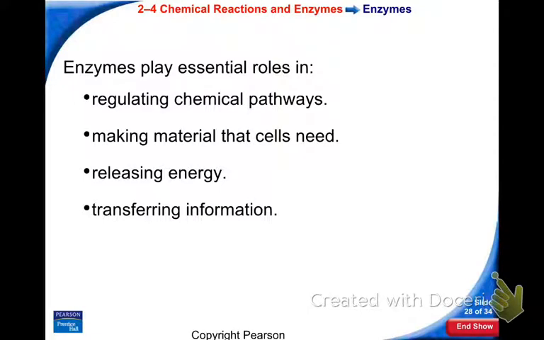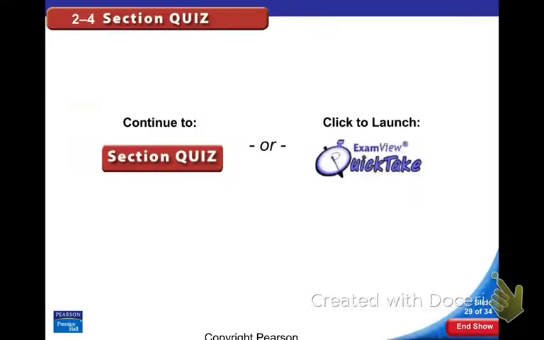So enzymes do some really important things. They regulate and control the rate of chemical reactions. They help to make the material that cells need. They release energy, and they help with transferring information.